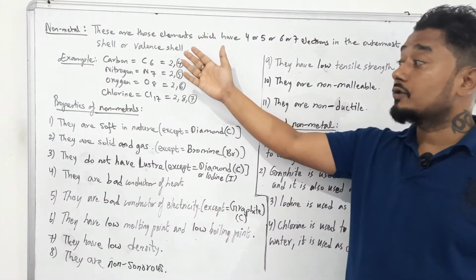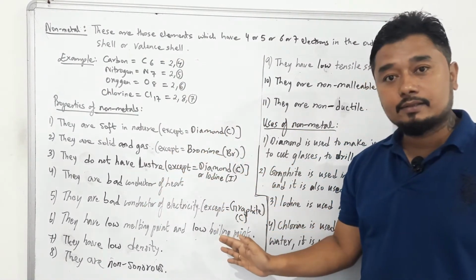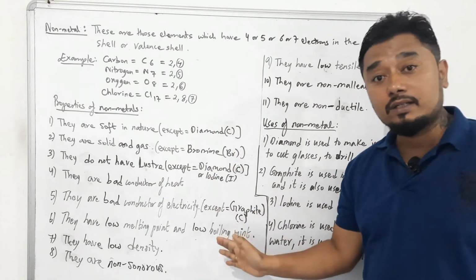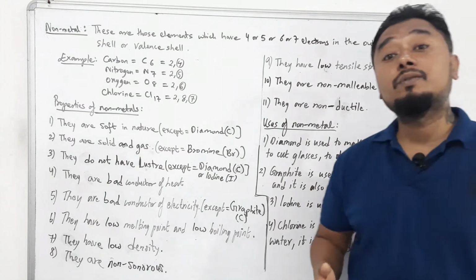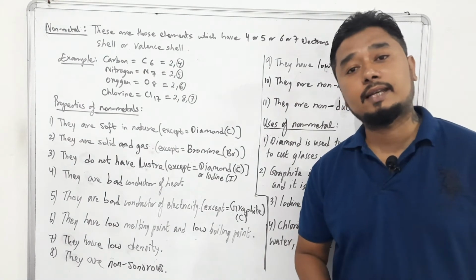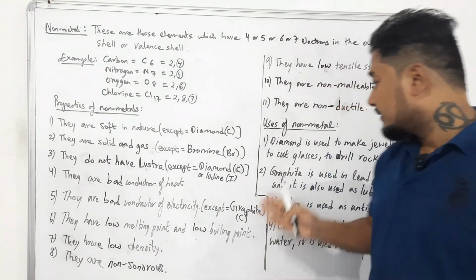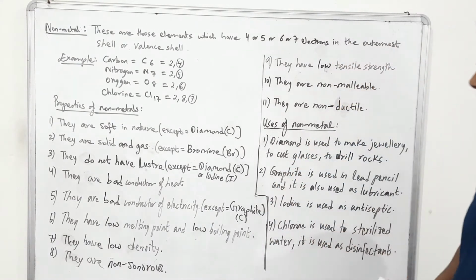We have finished the definition of non-metal, properties of non-metal, along with some exceptional cases of it in the bracket part. Now we go to the uses of non-metal. Again, there are so many uses of non-metal given in the book. You can go through that. It's easy to understand. For you, some uses I am discussing out here, students.